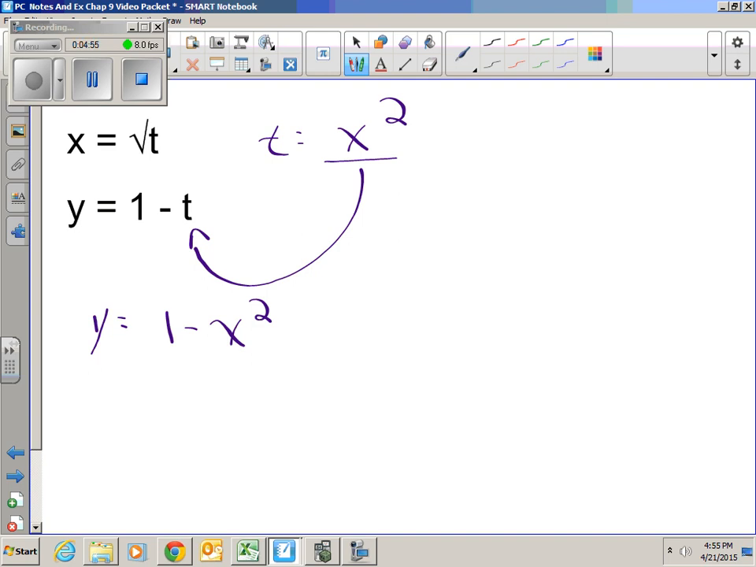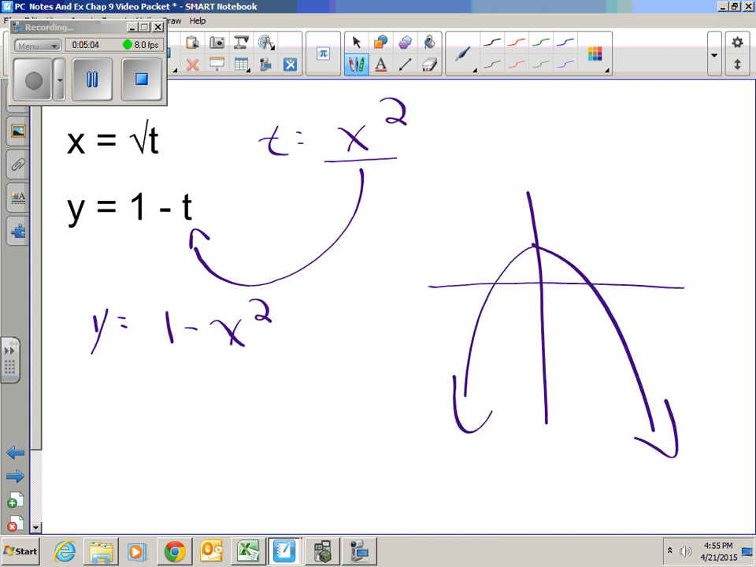Now, be careful here. Generally speaking, this is a parabola, which would look something like this. But in this particular case, we notice that t cannot be a negative number, nor can x. X cannot be negative, so we're going to get rid of the half of the graph where x is negative, and this is going to be a parabola, but just on the positive side.